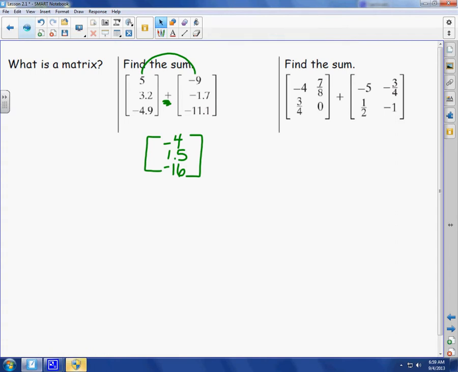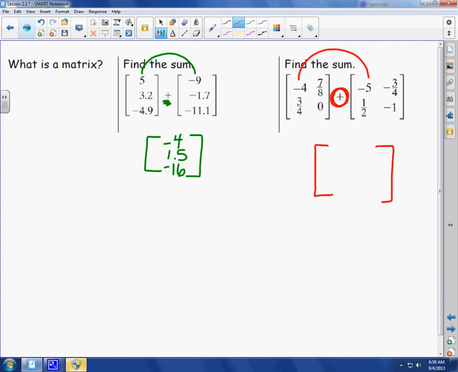So try this one. It's a little bit different because there are 4 numbers in 4 different positions. So what you can do, if you need to, draw the arrows, and that's how you're going to add them. And look at the sign. See how it's addition? So try this.